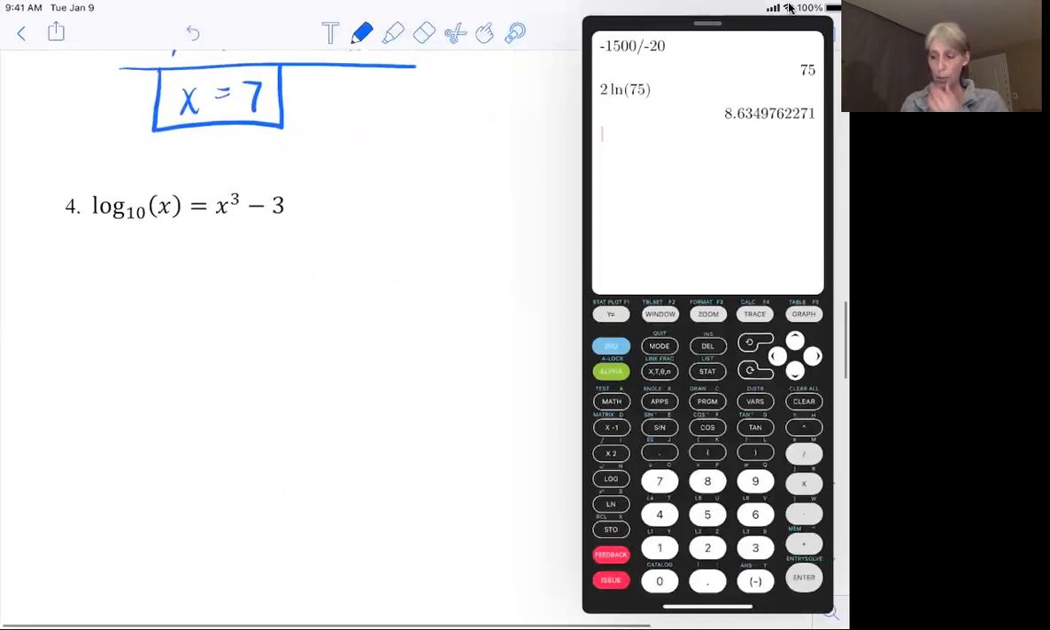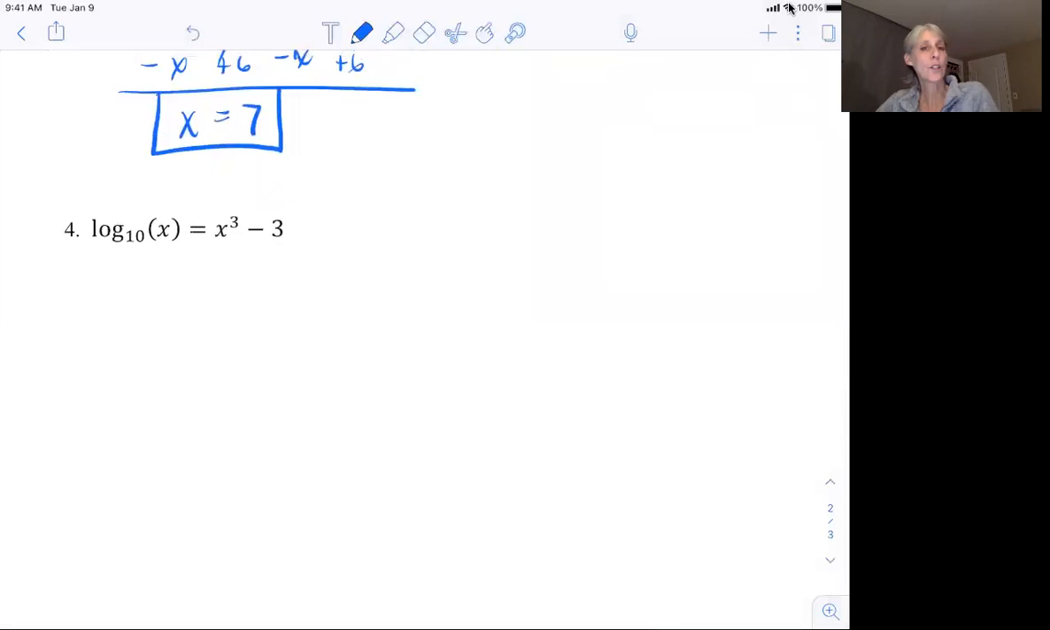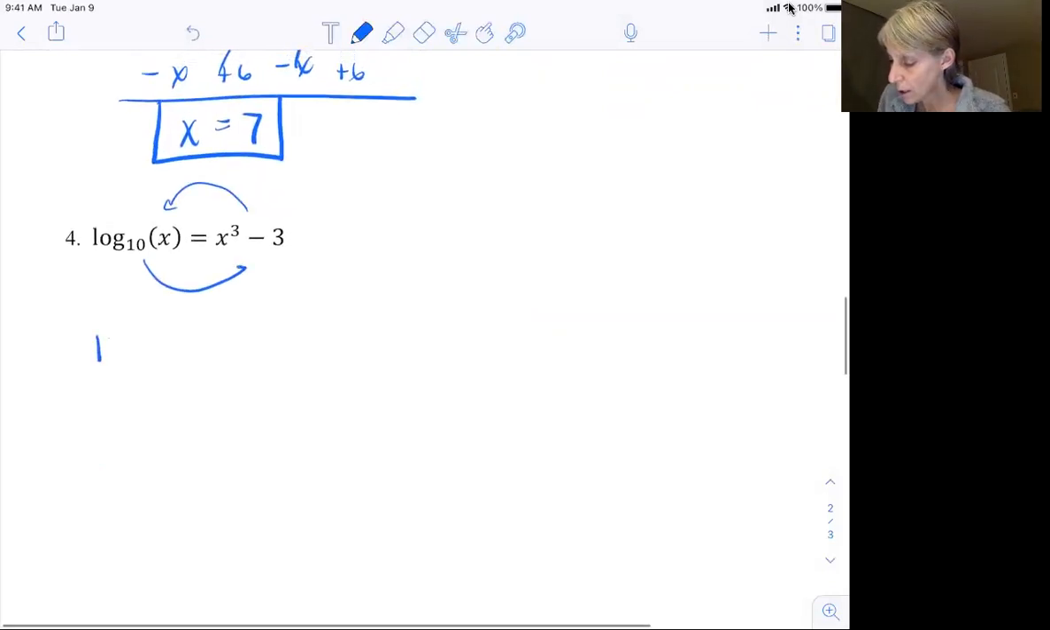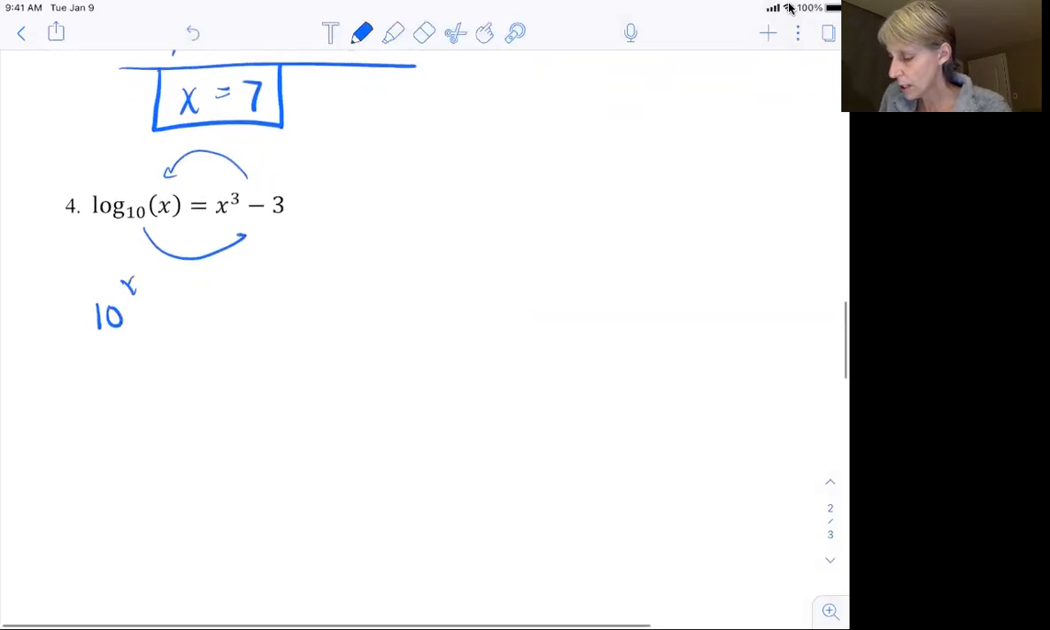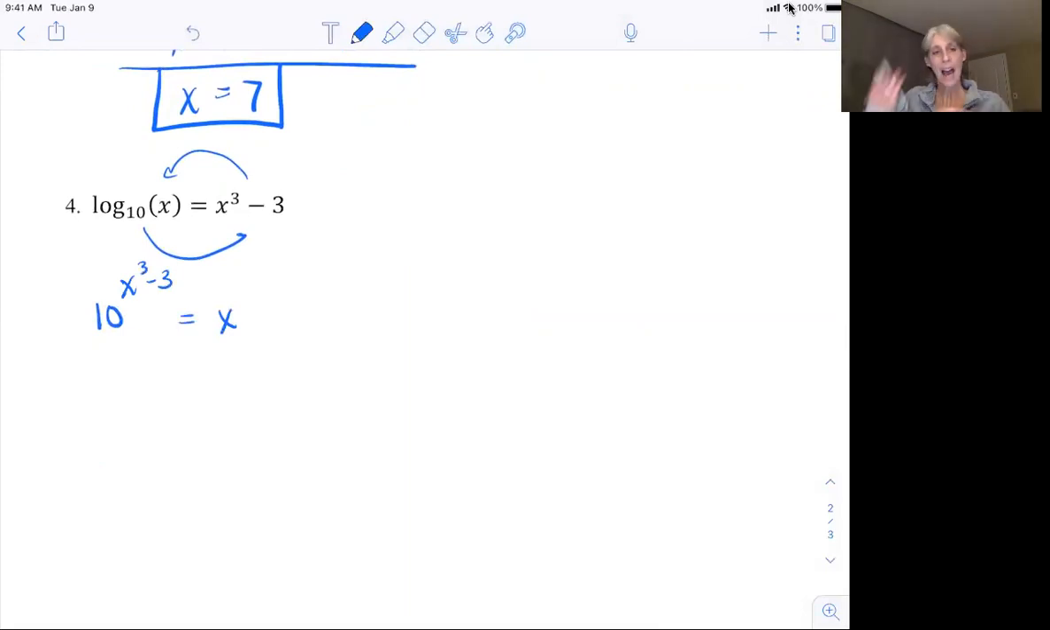In our next example, I'm not quite sure how to start this one. I have a log on one side and something on the other. So the first thing I'm going to try, just to try, is I may rewrite this in exponential form and see what happens. 10 raised to the x cubed minus 3 equals x. And this is going to give me a problem because I can't isolate the variable. If I was to put a log on each side, I'd wind up with a log and a variable on two different sides of the equation, and this can't happen. We can't do this.